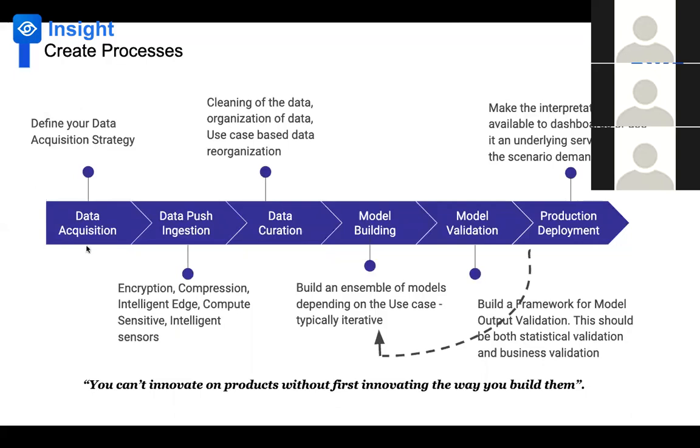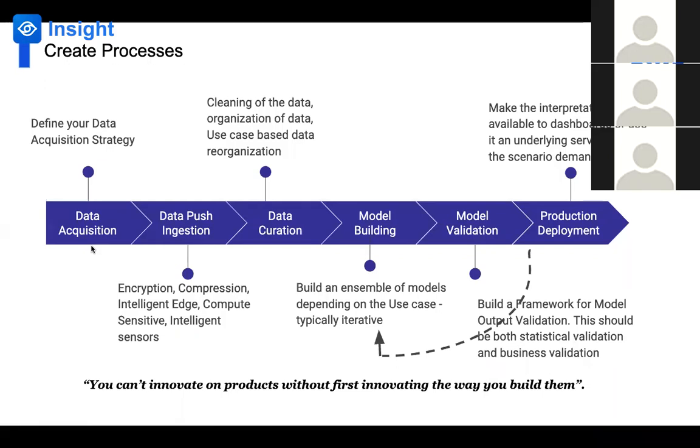So the first step in any such project is data acquisition. You have to figure out how you will acquire data, which sources you will use, what are the different places where you can get this data, and you'll acquire it. The second step is the data push or ingestion process. Where will you store this data? How will you ensure that this data is encrypted and secure while you are storing it? Once you start getting this data regularly, you have created the pipeline of acquiring this data.